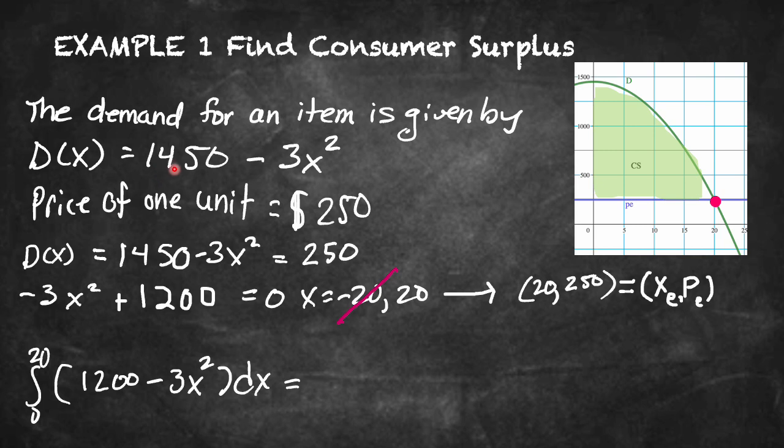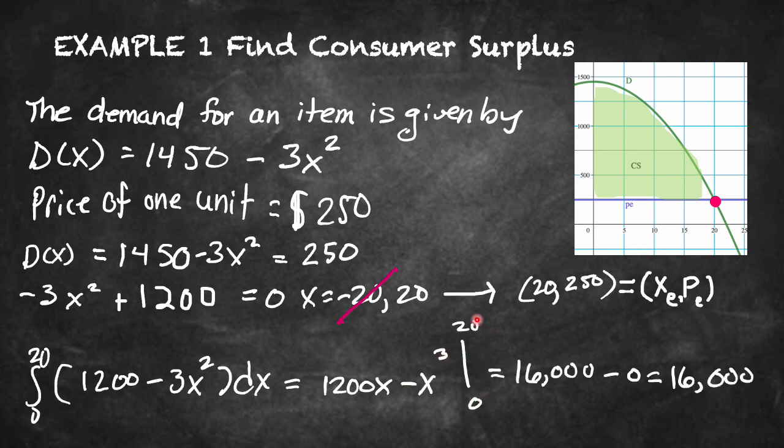So we're going to have 1,450 minus 3x squared, and then we're going to subtract 250. When we combine these two values, we're going to get 1,200 minus 3x squared, and we're going to integrate that from 0 to 20. So when we find the antiderivative, we're going to have 1,200x minus x to the third. And when we evaluate that from 0 to 20, we're going to get 16,000 minus 0. When we plug in 20, we get 16,000, and when we plug in 0, we get 0. So the total amount that the consumer is going to save is 16,000.